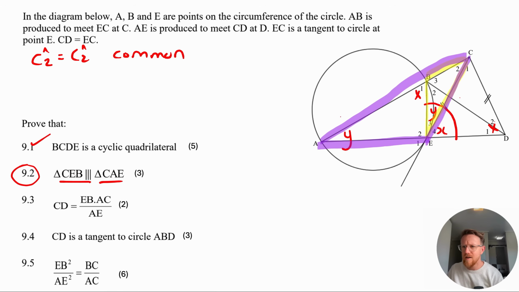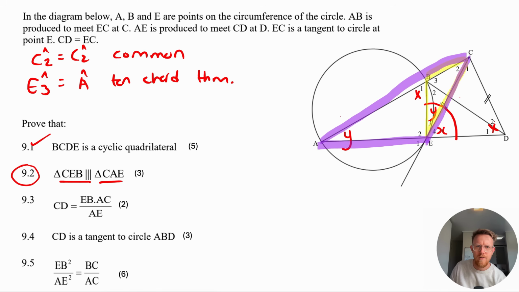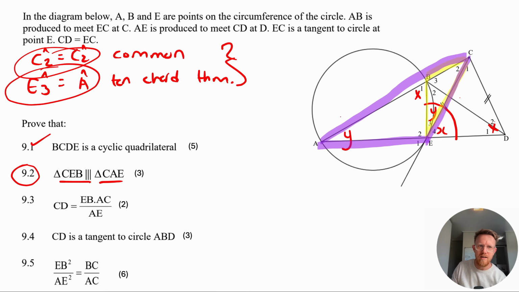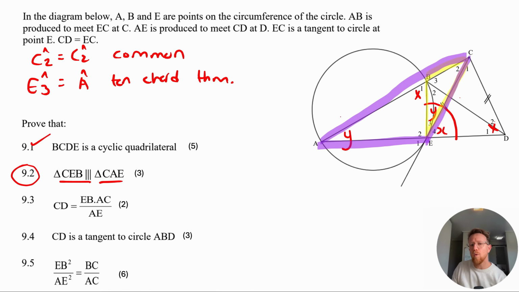Now, we can already see that we've got the y and the y over there. So we can say that E3 is the same as angle A, and that was because of tan chord theorem. And then we're pretty much done, because remember guys, when we are proving that two triangles are similar, if we can find two angle pairs, which we've done over here, then the third angles are always going to be equal because of the sum of angles in a triangle.